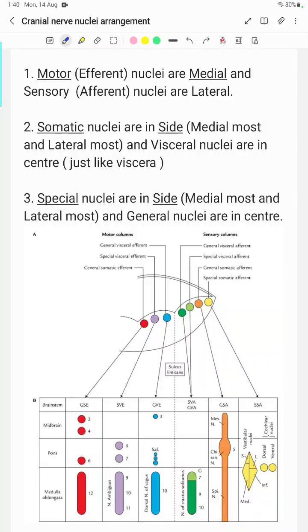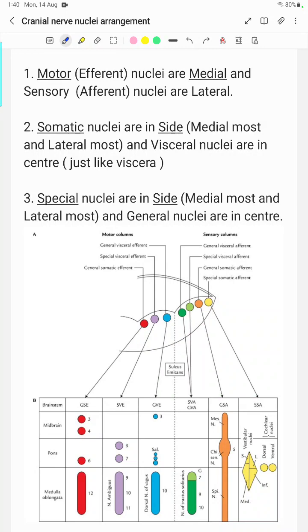Hello everyone, in this video we are going to talk about cranial nerve nuclei arrangement in the brainstem, and it is a frequently asked topic in exams like INI CET and NEET PG. So let's dive into this and I'll make this very easy for you.